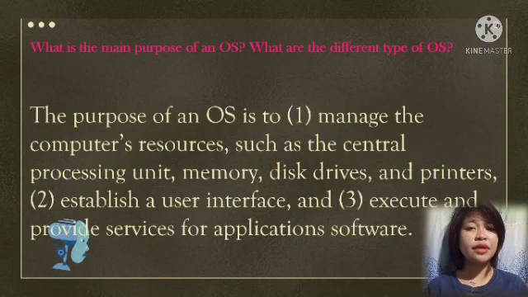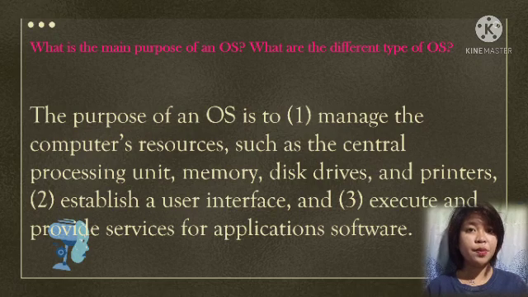What is the main purpose of operating system? What are the different types of operating system? The purpose of an operating system is to manage the computer resources such as central processing unit, memory, disk drives, and printers, establish a user interface, and execute and provide services for application software.